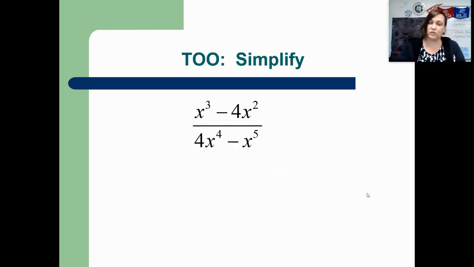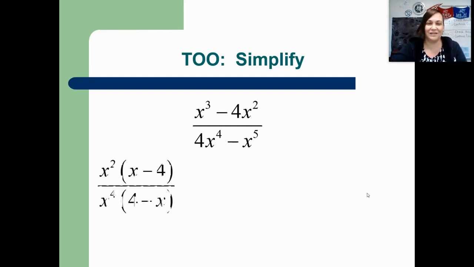Why don't you guys try this one really quick before we leave for today, just to make sure that you're doing it correctly before you try your homework. All right, let's see how you did.